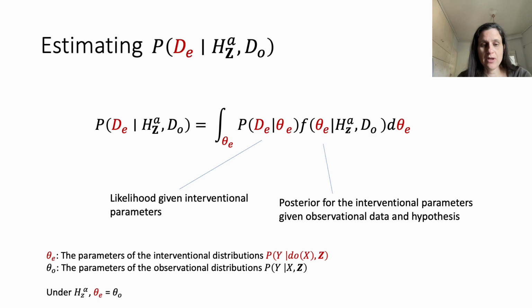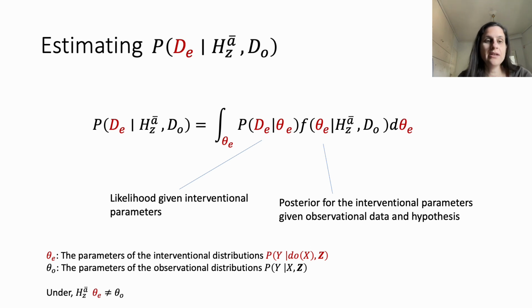And this will just become a marginal likelihood where the density of the parameters comes from the observational data. If Z is not an adjustment set, then we cannot use the observational data to get a posterior for these parameters, because you cannot compute point estimates for these parameters using the observational data. So we just score. We use a uniform or a flat prior for these parameters.